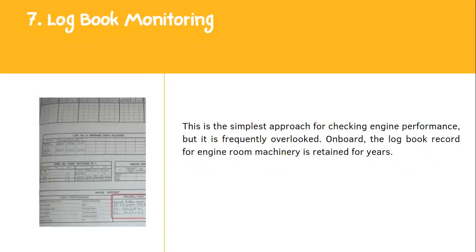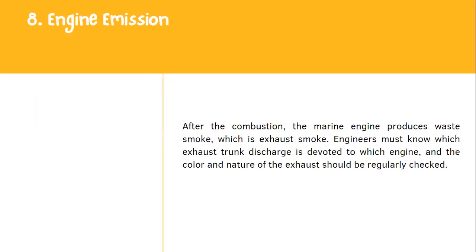Seven is logbook monitoring. This is the simplest approach for checking engine performance, but it is frequently overlooked. On board, the logbook record for engine room machinery is retained for years. Eight is engine emission. After the combustion, the marine engine produces waste smoke, which is exhaust smoke. Engineers must know which exhaust trunk discharge is devoted to which engine, and the color and nature of the exhaust should be regularly checked.